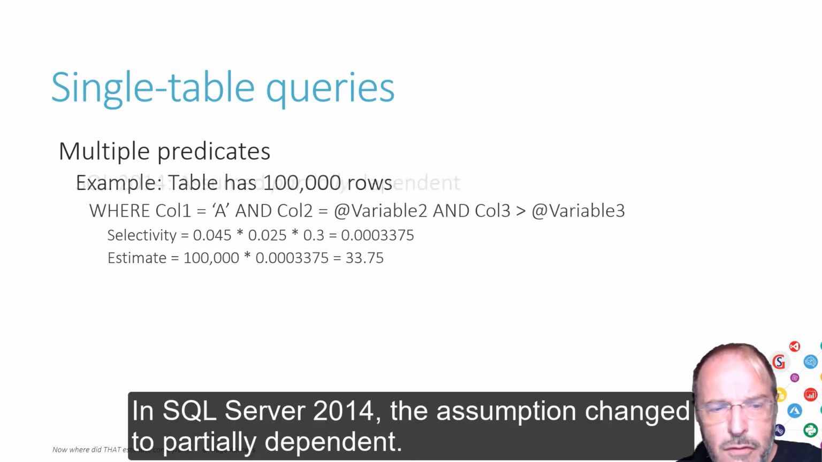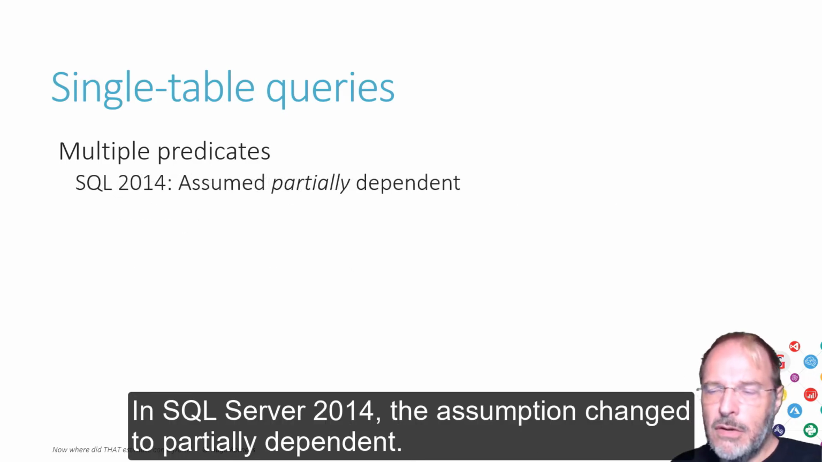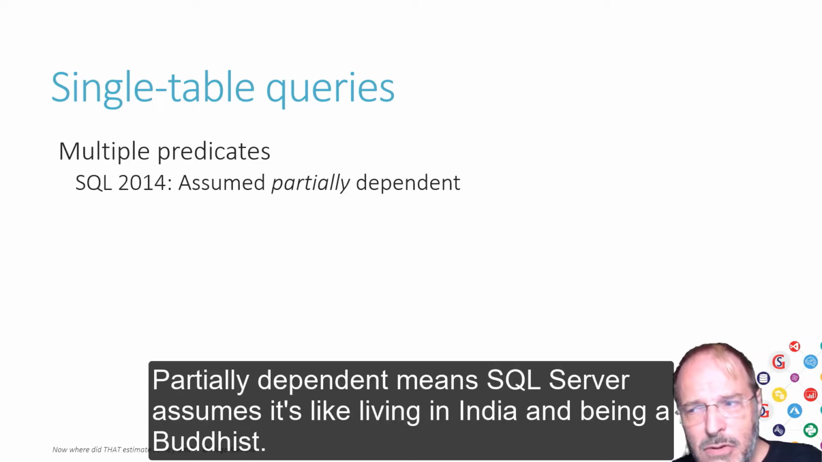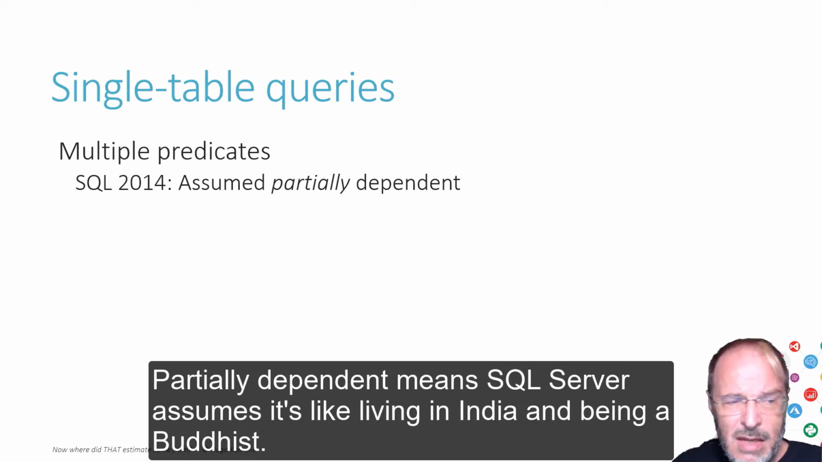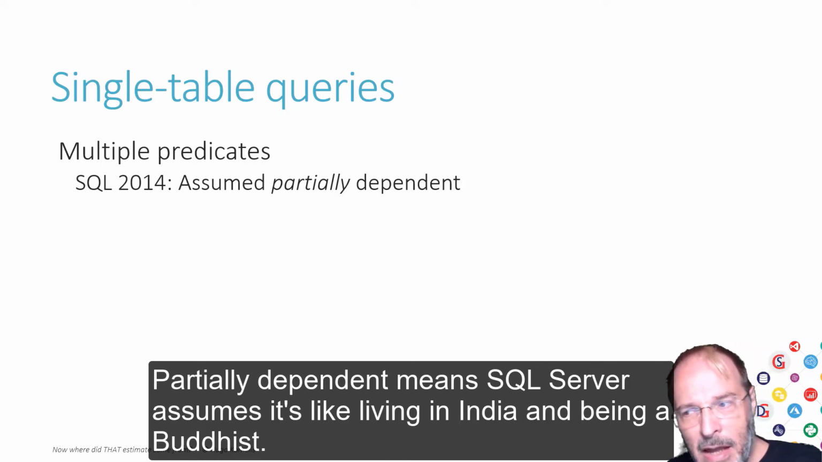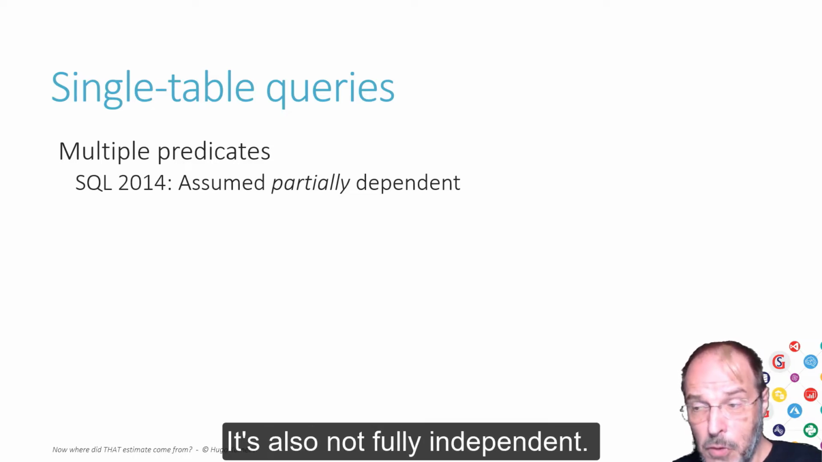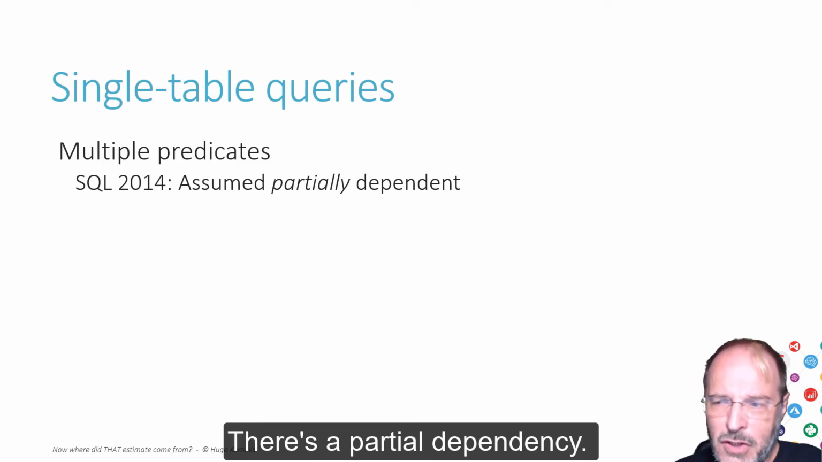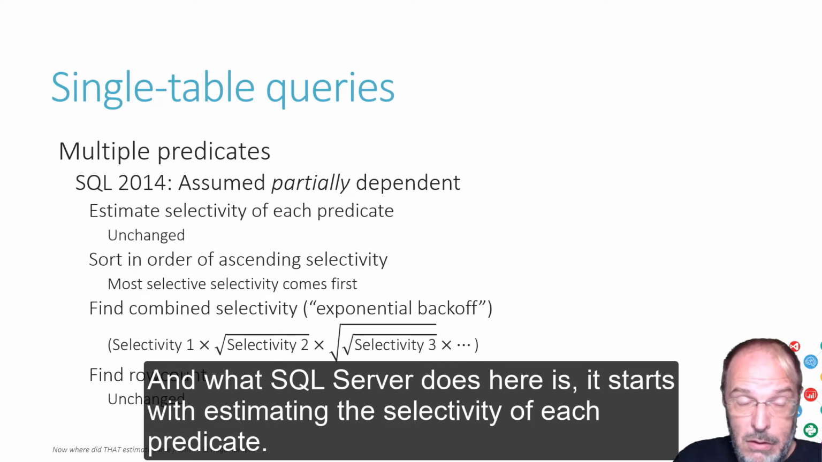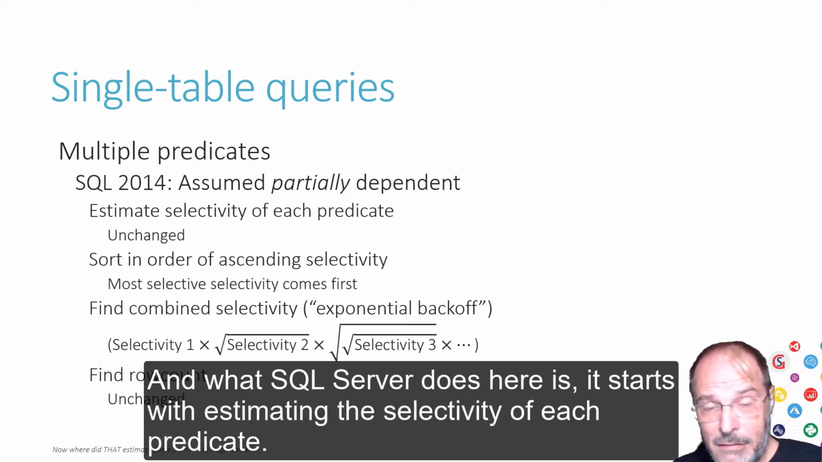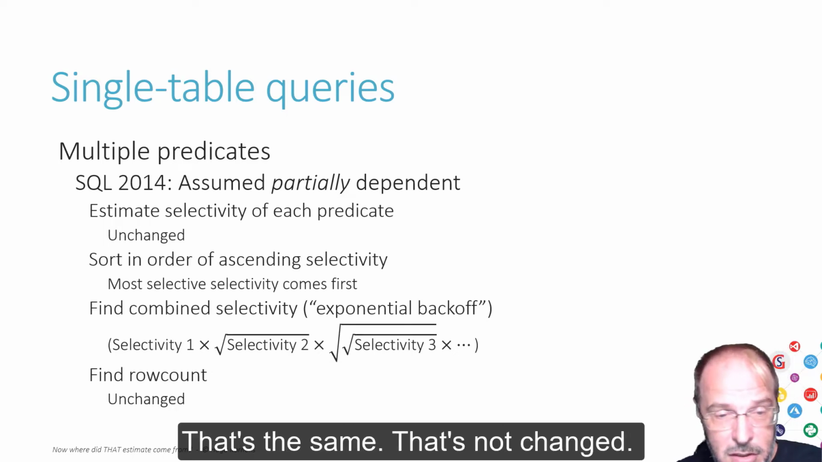In SQL Server 2014, the assumption changed to partially dependent. Partially dependent means SQL Server assumes it's like living in India and being a Buddhist. It's not fully correlated. It's also not fully independent. There's a partial dependency. And what SQL Server does here is it starts with estimating the selectivity of each predicate. That's the same. That's not changed.